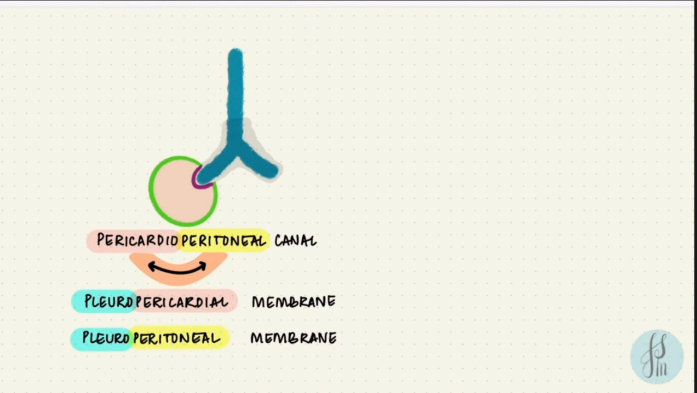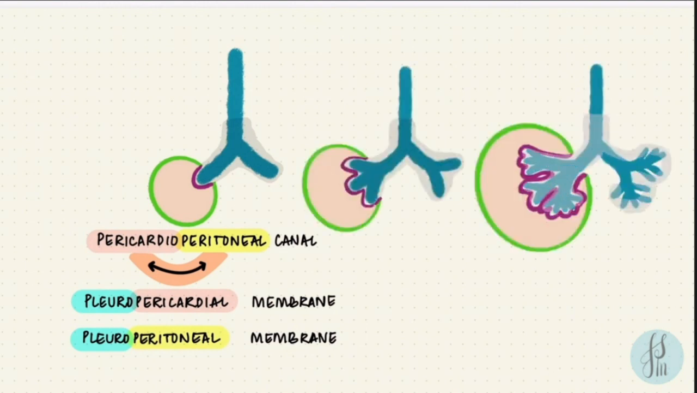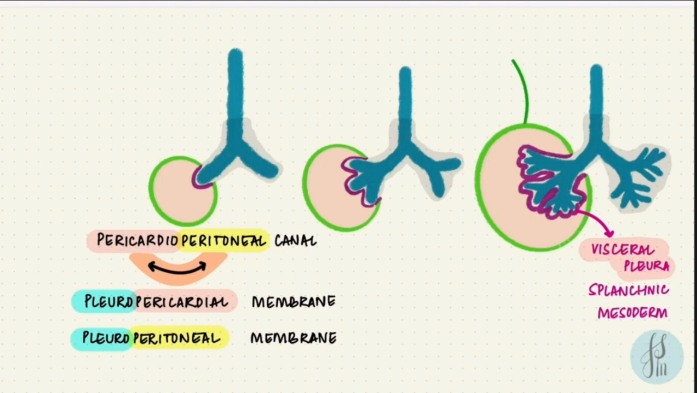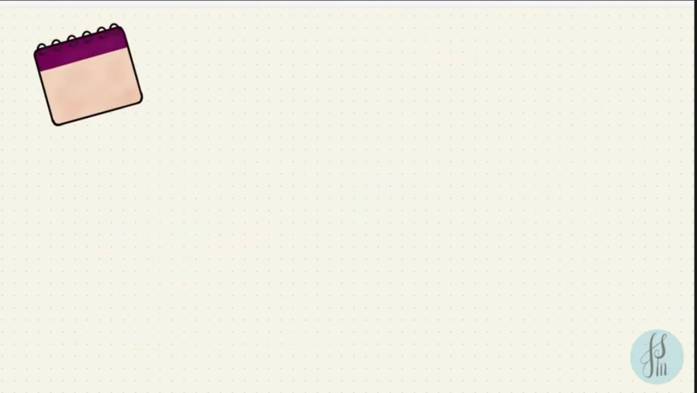We have to remember that the pleural cavity is lined, so the portion that's attached to the lung, the visceral pleura, will also develop from the splanchnic mesoderm, and the parietal pleura, which is toward the body wall, is from the somatic mesoderm.